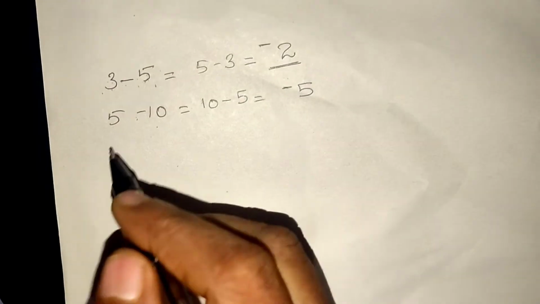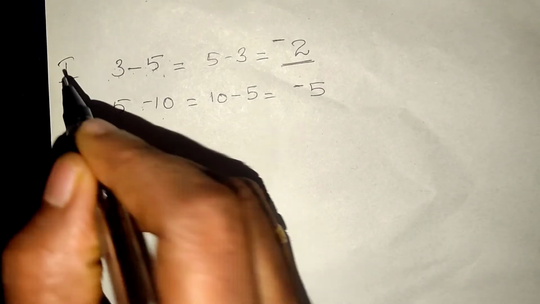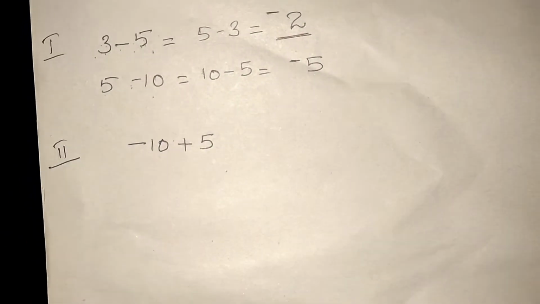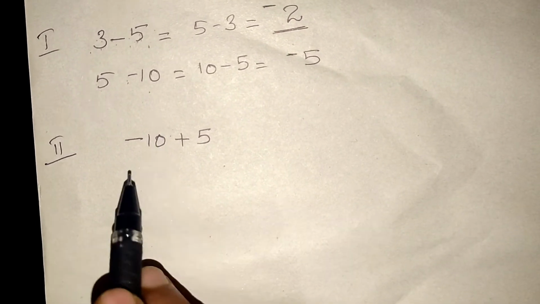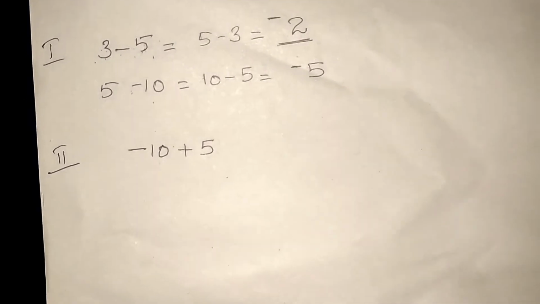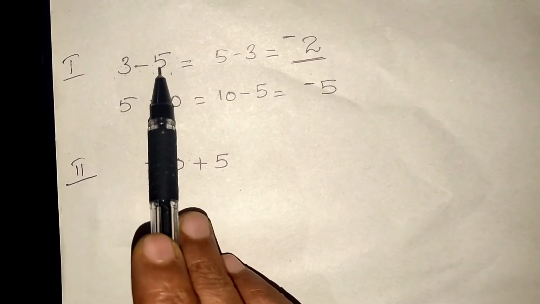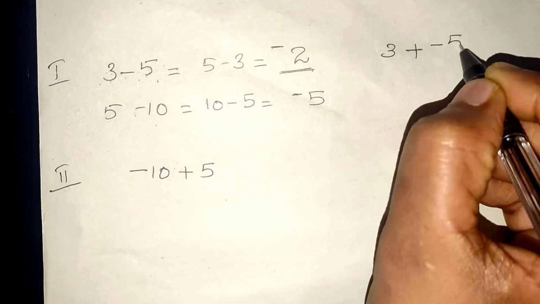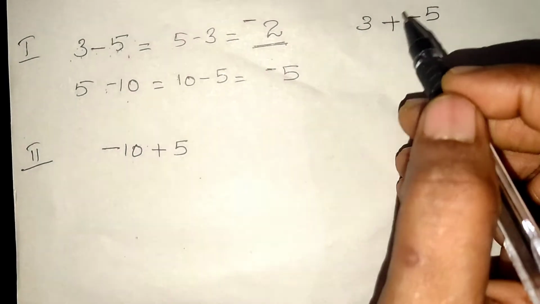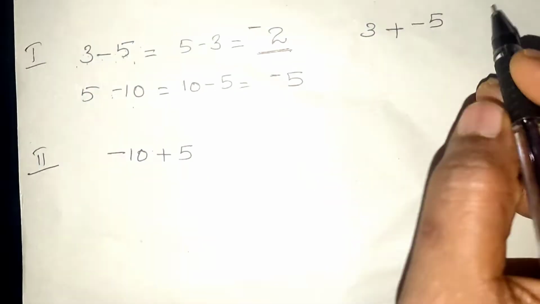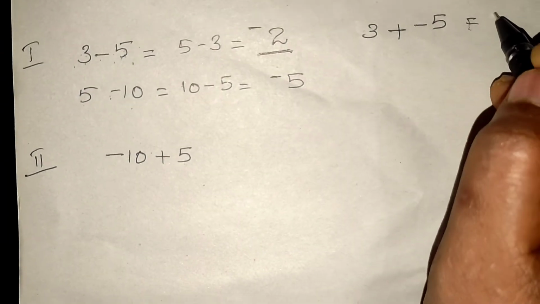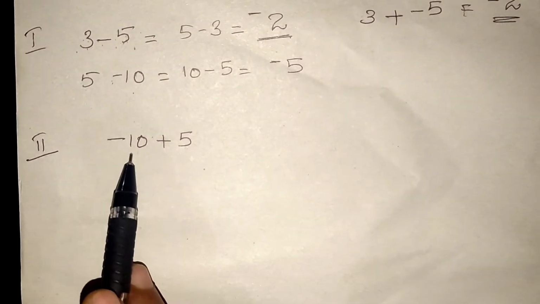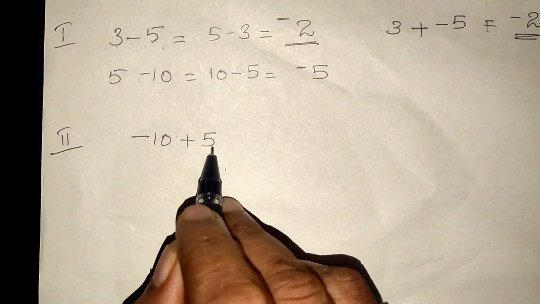Okay, the first type is over. The second type is negative 10 plus 5. Here we have the addition of one negative number and a positive number. The same case is happening here. 3 minus 5 is actually 3 plus negative 5. Here also we find the difference between 5 and 3 and put the sign of the bigger one, that is negative 2. The same rule we can apply here also, negative 10 plus 5.